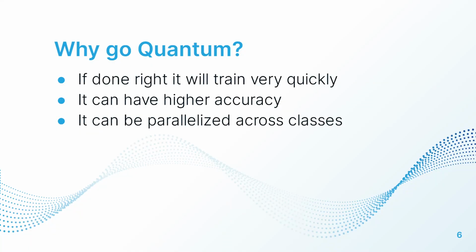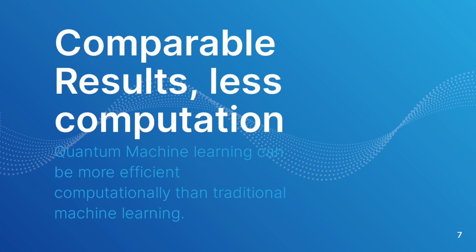Why go quantum? If done right, it can train very quickly. It can have higher accuracy, and it can be parallelized across classes to improve performance. It produces comparable results with less computation in theory. Quantum machine learning can be very efficient, and it can do things a traditional computer or even supercomputer can't do if you have means to a powerful quantum computer.